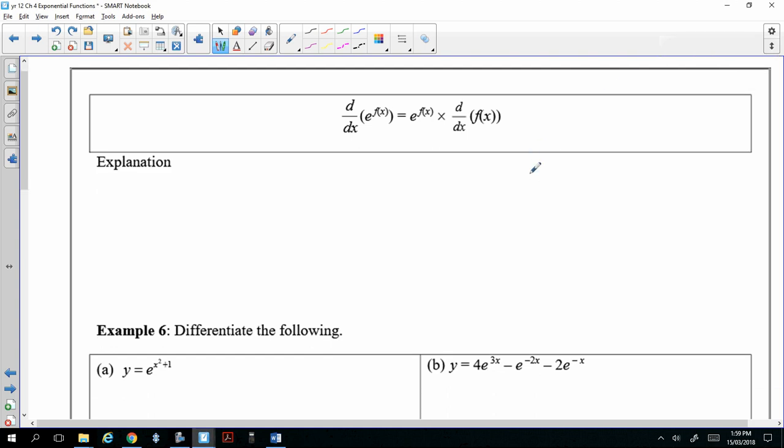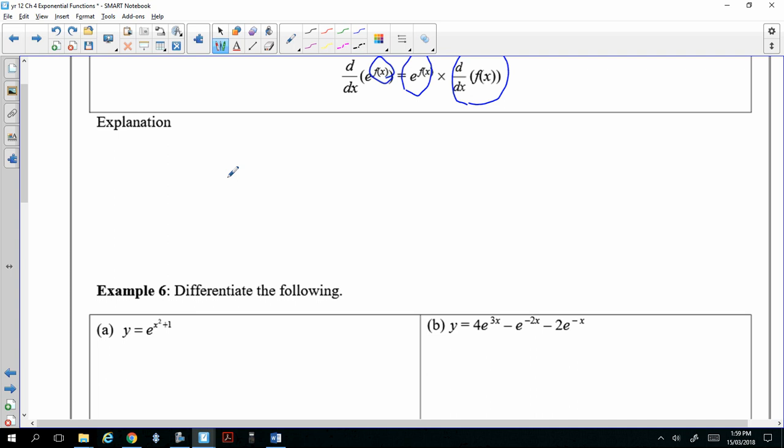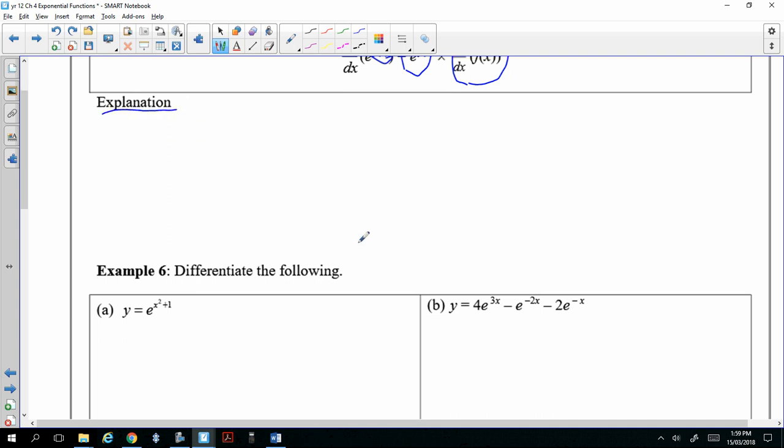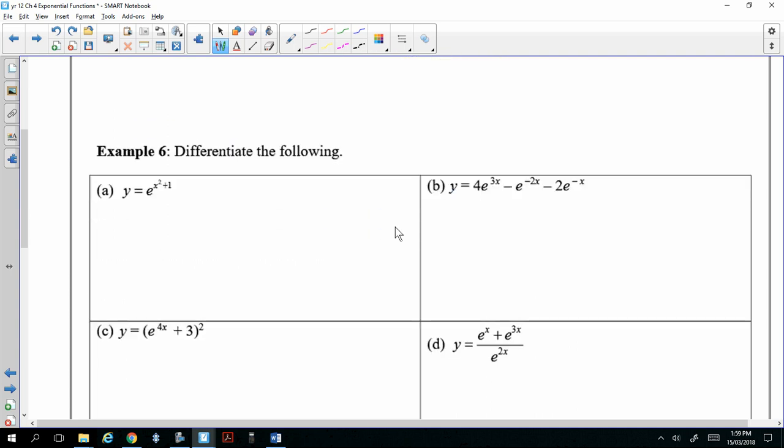We're going to differentiate e to the power of another function. So to do that, we'll just do e to the power of the function, differentiate the function, differentiate the power. Okay? So there's no explanation, we'll just use the rule. So let's start with the rule. For the first question, you just differentiate the power, which is 2x, multiplied by itself. So it's very easy to do.